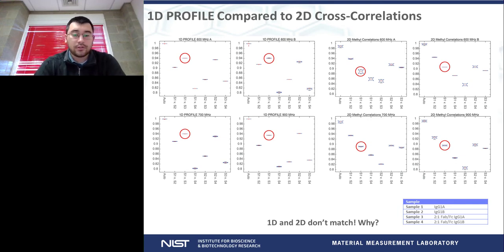Now, the circles that I'm highlighting on these box and whisker plots are illustrating, specifically in this case, the comparison between the IgG1A and the IgG1A digest. Now, the reason we're seeing this discrepancy, not just with respect to this one, but some of the other discrepancies in there, has to do with the size differential. And I mentioned earlier that size with respect to NMR spectroscopy is fairly important.